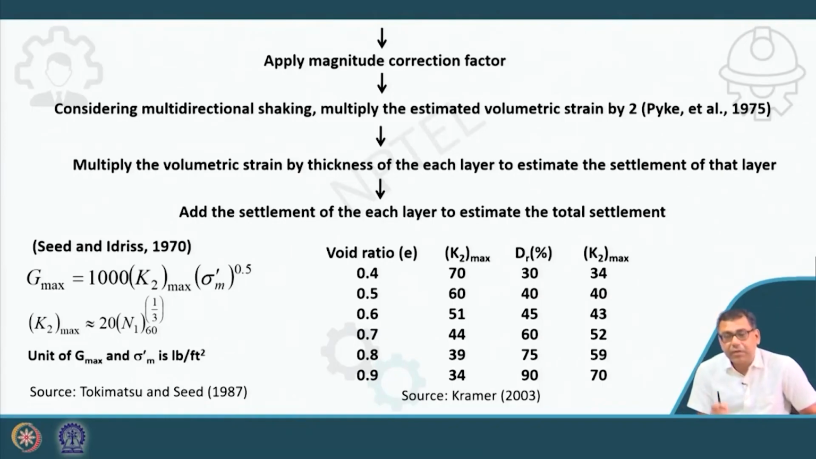Okay. Now if you have the void ratio, then also you can calculate the K2 max. So this is the void ratio and these are the K2 max values. If you have relative density, then also you can calculate K2 max. So this is the relative density and this is the K2 max value. So once you know either the void ratio or the relative density or the N160 value, then based on that you calculate the K2 max, and then using this expression you will get the Gmax.